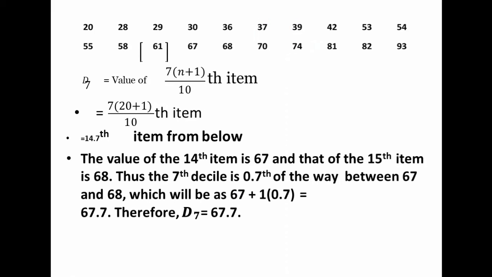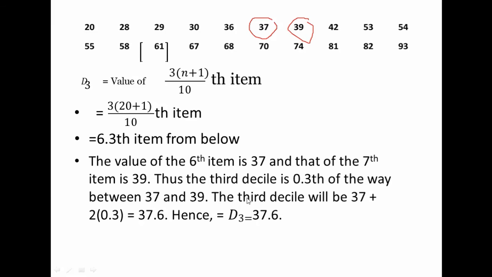Now D7, the value of D7. 7 into (n plus 1) divided by 10 item, 7 into 20 plus 1 divided by 10, which is 14.7. The item from below. The value of the 14th item is 67, you see over here, 67. And that of the 15th is 68. Thus the seventh decile is 0.7 of the way between 67 and 68, which will be 67 plus 1.